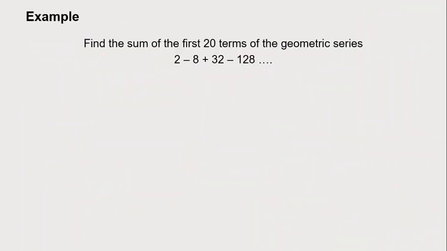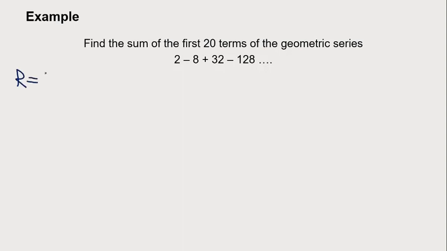Let's have a look at an example now, just so we can apply the formula that we just derived. Find the sum of the first 20 terms of the geometric series 2 minus 8 plus 32 minus 128, and so on. Straight away you will notice that we are swapping between negative and positive numbers, so I expect my ratio to be negative. Nonetheless, the ratio is something I need to calculate first and foremost.